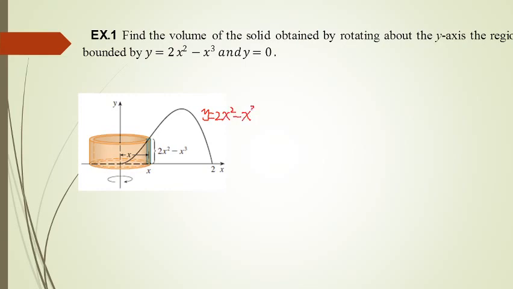And we understand we cannot use the washer method or disk method to solve it, because it will be difficult to work out the inner and outer radius. So we will try the cylindrical shell method. So this curve is 2x squared minus x cubed, and y equals 0, that is the horizontal axis. So this region, right? This region rotates about the y-axis.